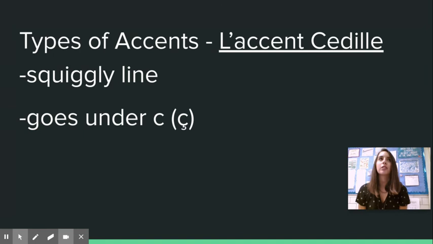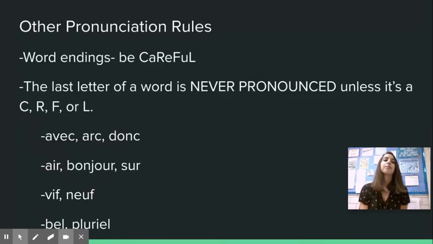And then the cédille, it's a little squiggly line. The way that I was taught how to make a cédille is it's like if you make a 5, but you take that top line off, it's kind of like a straight line and then a hook. And it goes underneath the letter C, and that's the only place that it goes.